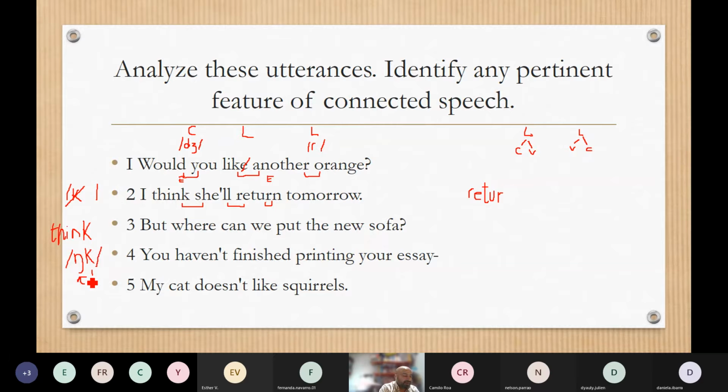Why am I mentioning this? Because if you say "thin" only with the final n, it's going to be very similar to the word "thin," like skinny, like not fat. Okay, so you've got to be careful with that. I don't know if I'm explaining myself. Yes, you are.